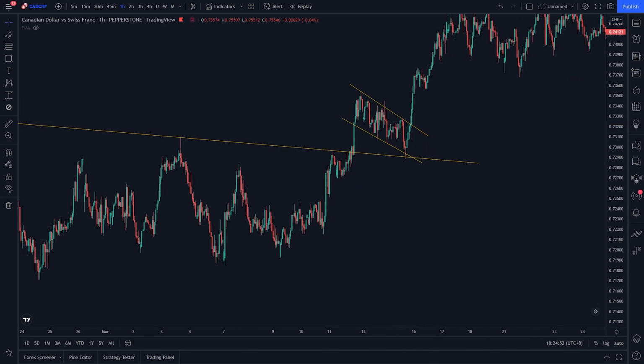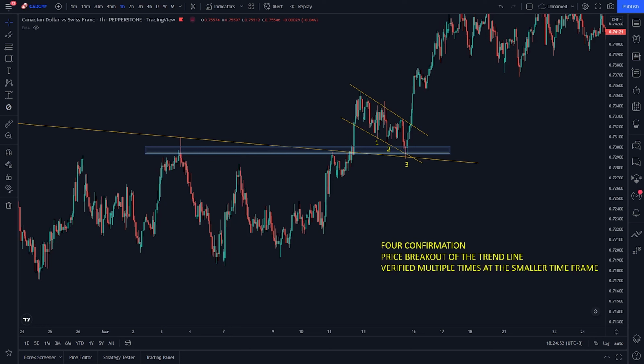In the process of pullback, we can see that third touches of the trend line are also carried out at the 1-hour time frame, and this position is also the area of support and resistance. So, in this case I would directly place my trade because I already have 4 confirmations, which are the price breakout of the trend line that has been verified multiple times at the smaller time frame, third touches of the trend line, support and resistance, and engulfing candle.